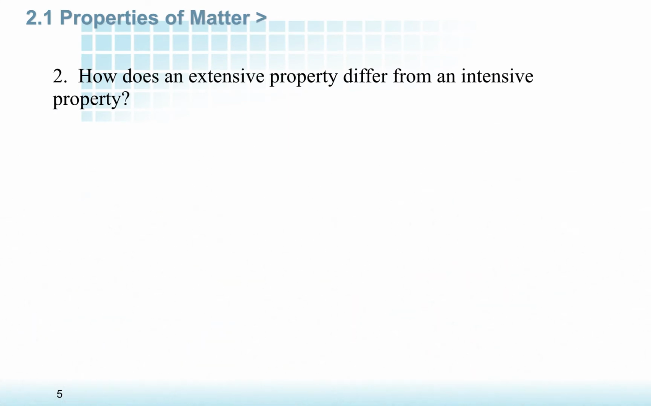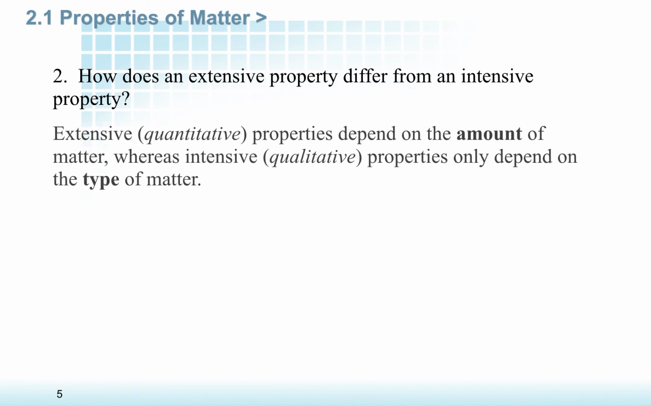Extensive properties, intensive properties. Students see this and they freak out. They're like, I've never heard of such a thing, but you have. Extensive properties are what we used to call quantitative properties. They depend on the amount of matter, so there's going to be a number in them. Whereas intensive properties, which you probably called qualitative, only depend on the type of matter.